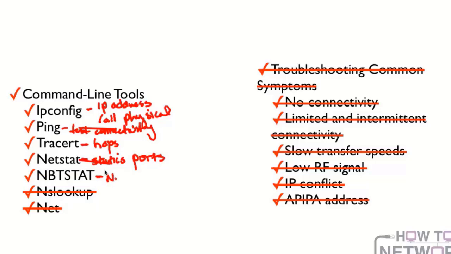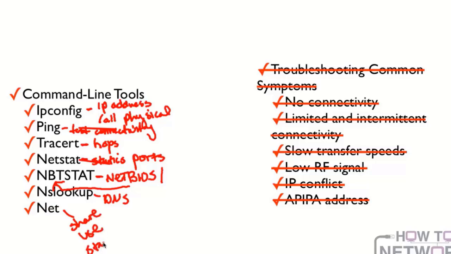nbtstat, the reason I most see this is having to do with NetBIOS, okay? If you see NetBIOS, just go straight for nbtstat, that's the answer. And remember, those are the Microsoft names. So this will tell you, for instance, what computers or users are connected to you. nslookup is to get DNS information. And then the net commands, which can be used, remember, to share out something, to use something, or to start and stop a service.